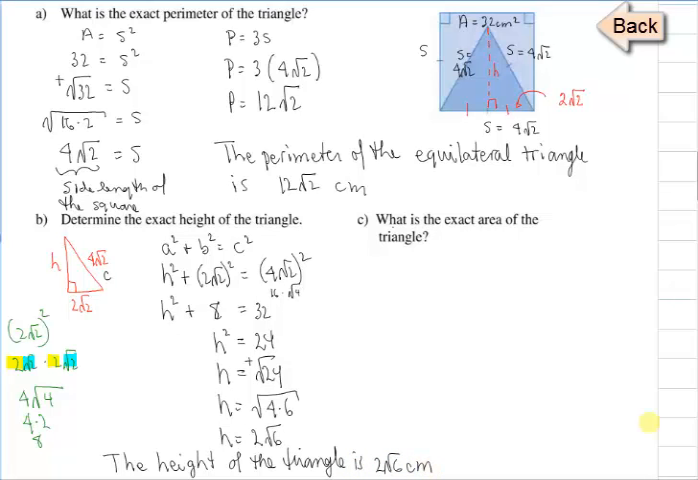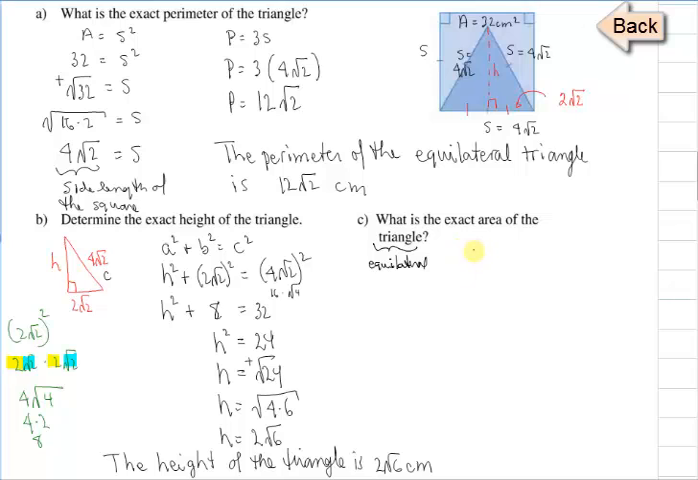Our last question for this example is, what is the exact area of the triangle? And just so that there is no confusion, we're talking about the equilateral triangle, not our right triangle over here.